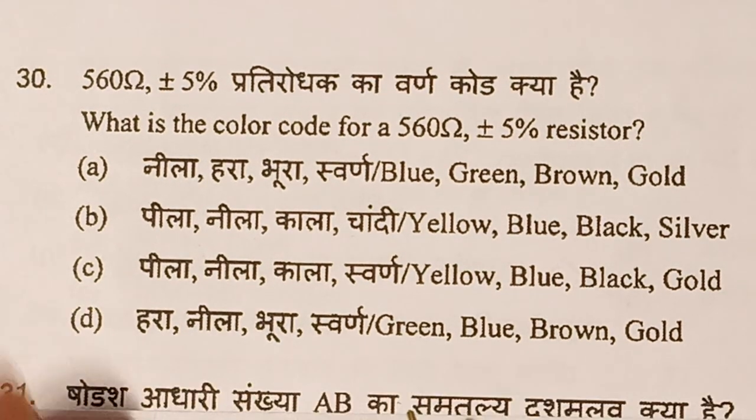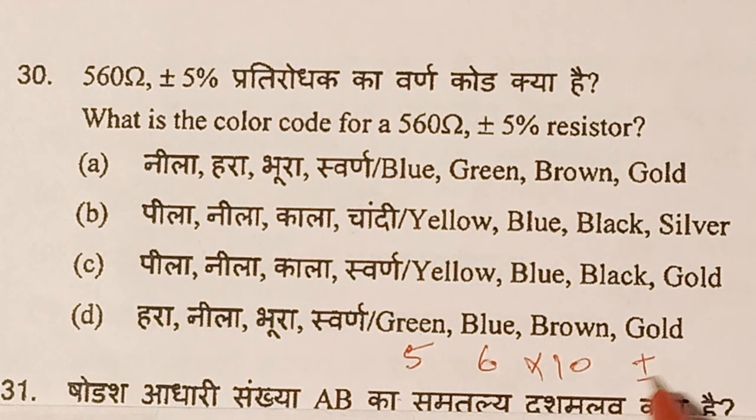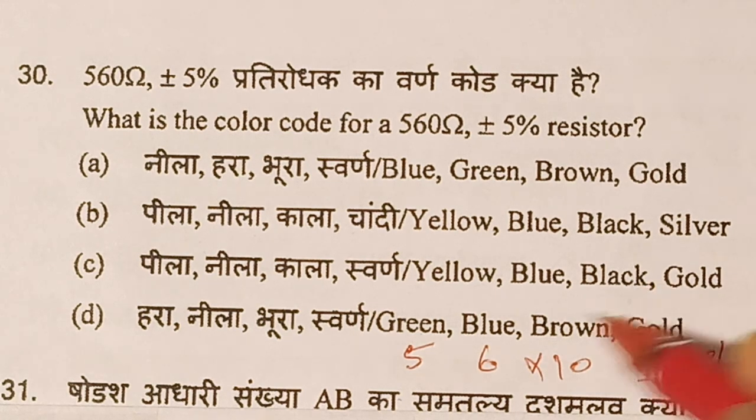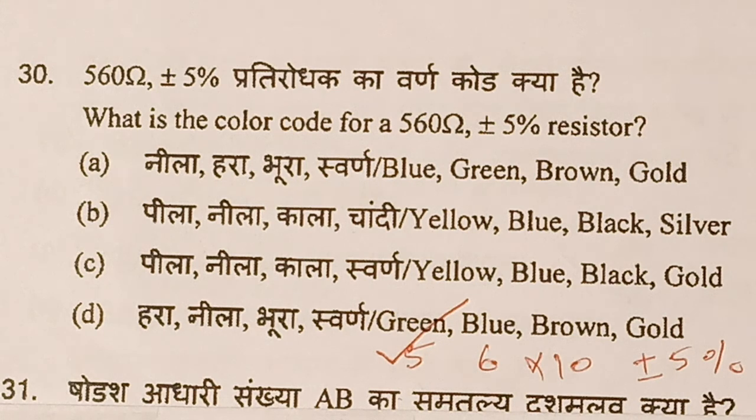So we get 5, 6, multiplier 10, plus or minus 5%. So the answer is option D, green, blue, brown, gold. That is the color code for 560 ohm resistor with 5% tolerance.